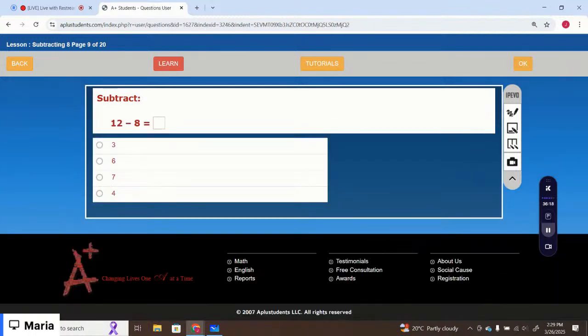12 take away 8. 12 take away 8 is 4. The last option is the correct option.